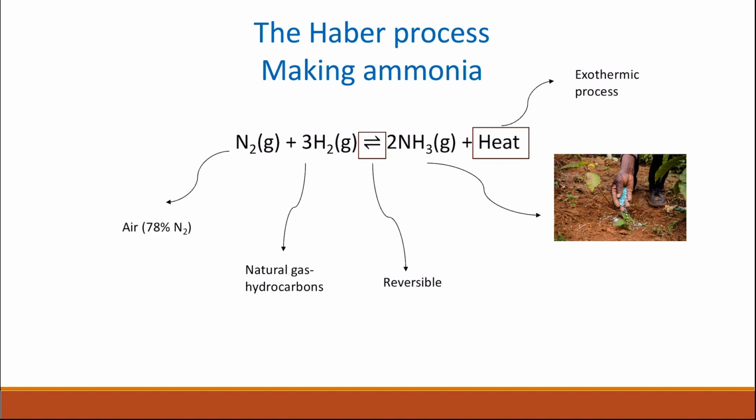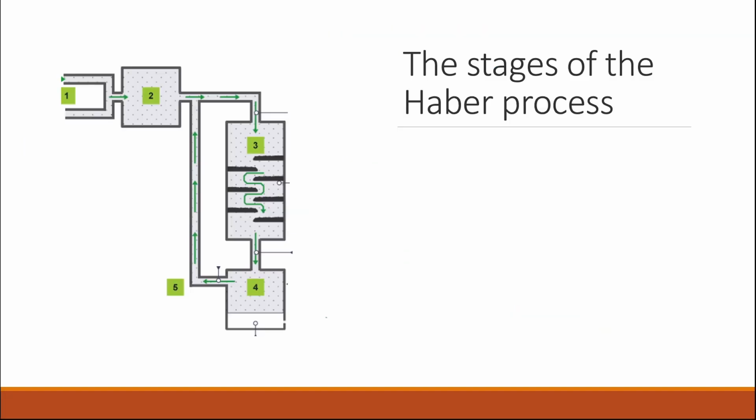There are unoptimized conditions for this process, which are 450 degrees, 200 atmosphere pressure, and the use of iron catalyst. So let's have a look at the stages of the Haber process.